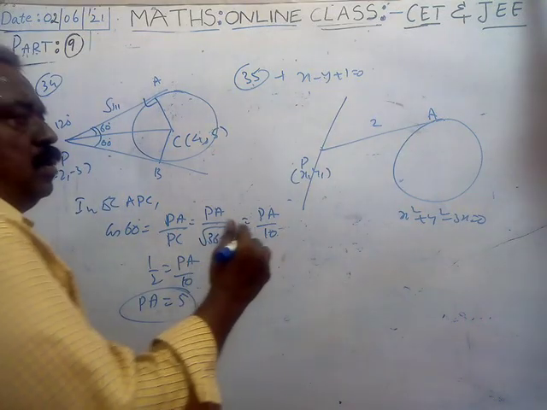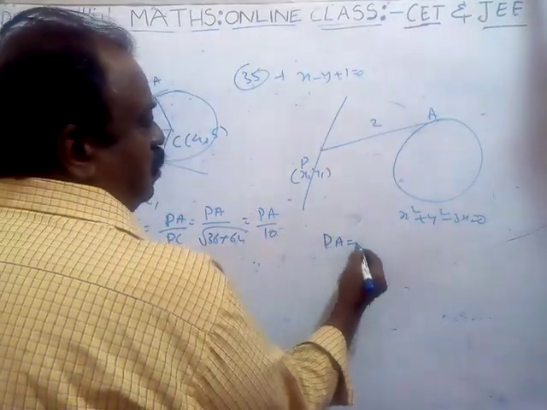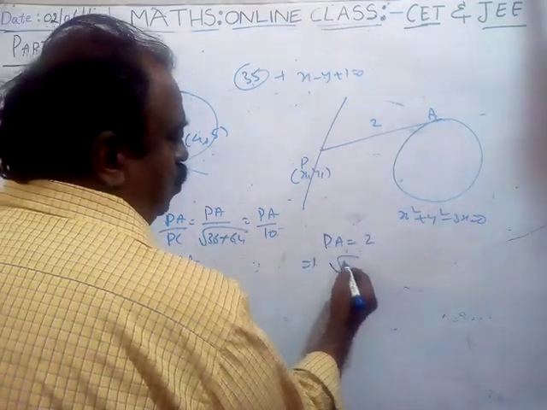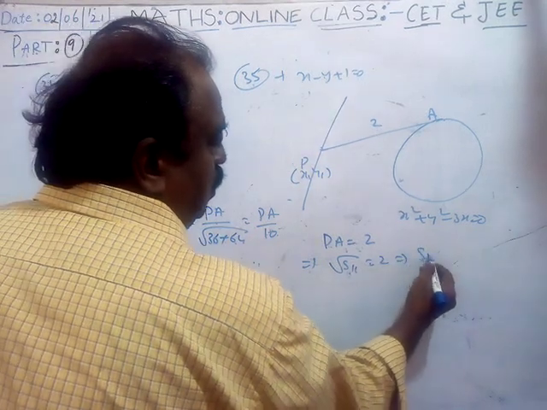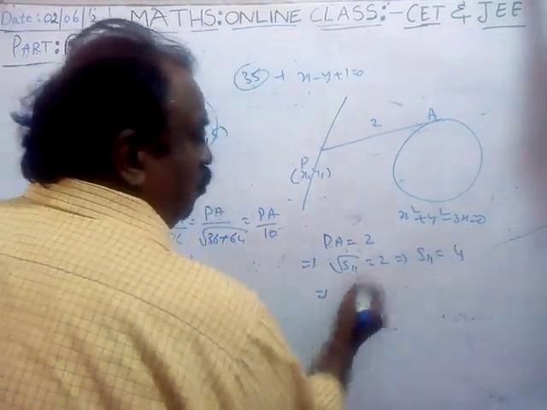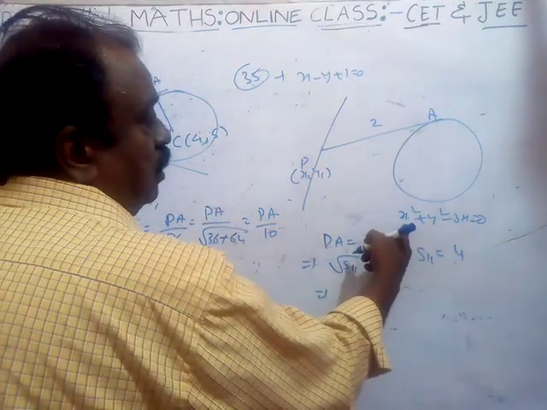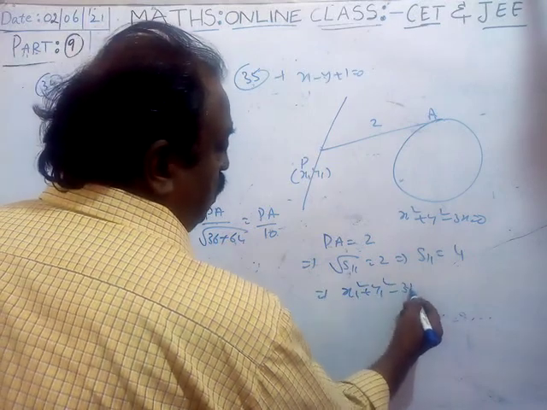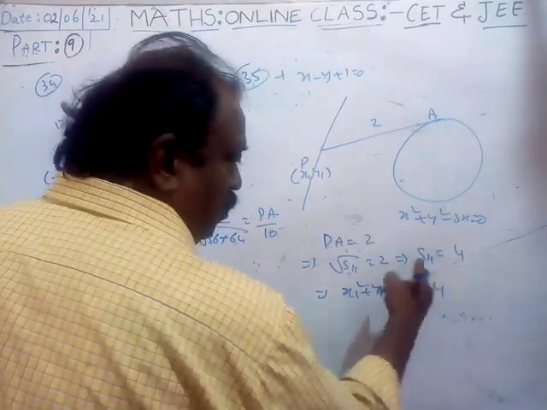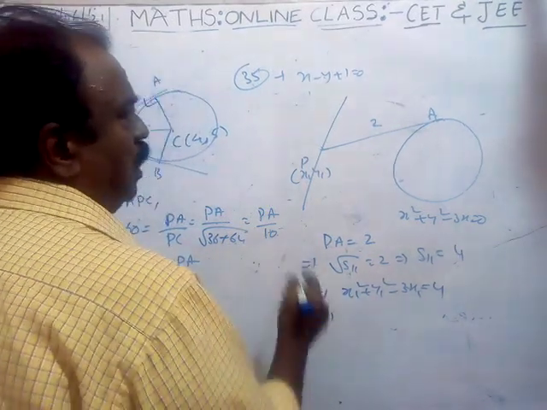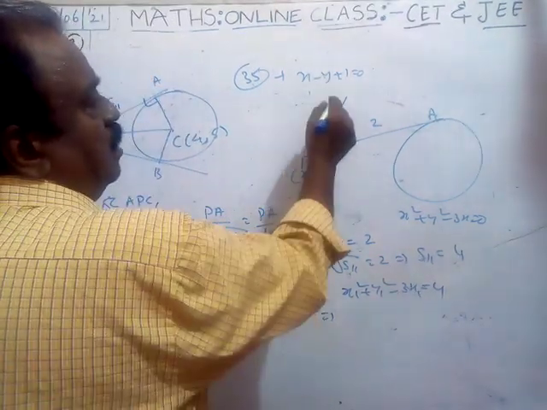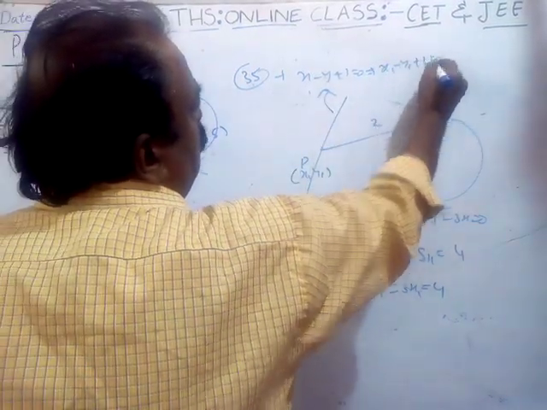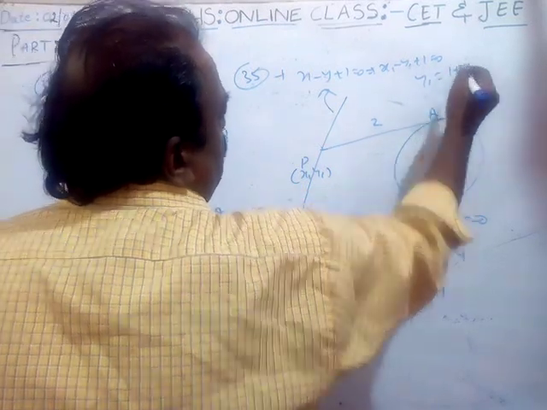Say PA is equal to 2. That implies root S11 is equal to 2, so S11 is equal to 4. What is S11? In this equation of the circle, you substitute the point: x1 square plus y1 square minus 3x1 is equal to 4. Actually, this point is lying on this line, that means x1 minus y1 plus 1 is equal to 0. So y1 is equal to 1 plus x1.